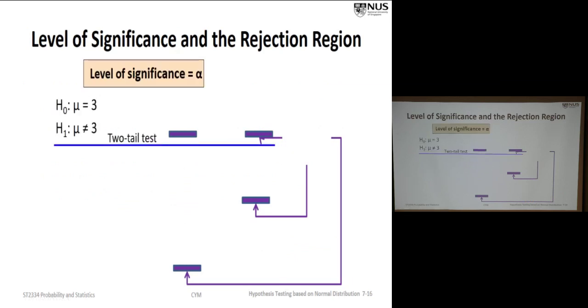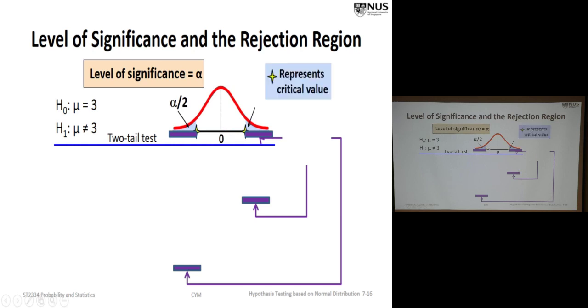I'm sorry, the animation is terrible. Suppose I want to test mu equals 3 against mu does not equal 3. This is a two-sided alternative, so we use a two-tail test. So it's like this. This is the behavior of the test statistic. Suppose this describes the test statistic distribution, centered at 0. So I will set these 2 parts as the critical region.